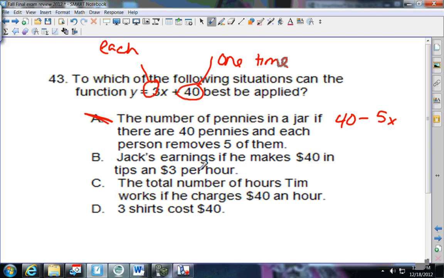Jack's earnings if he makes $40 in tips and $3 per hour. So he makes $40 plus $3 per hour. But let's see what these other ones would have. The total number of hours Tim works if he charges $40 an hour. Oh, it's not that one because that would be 40x. 3 shirts cost $40. 3x. No. Yes, 3x equals 40. No way. So the answer is B.